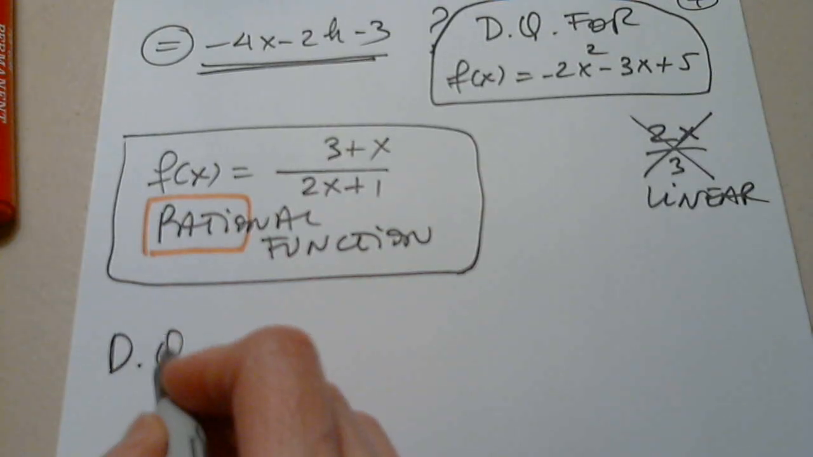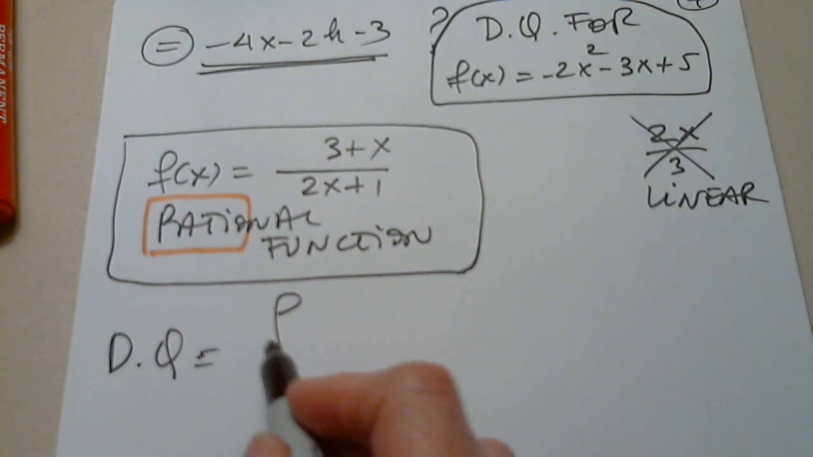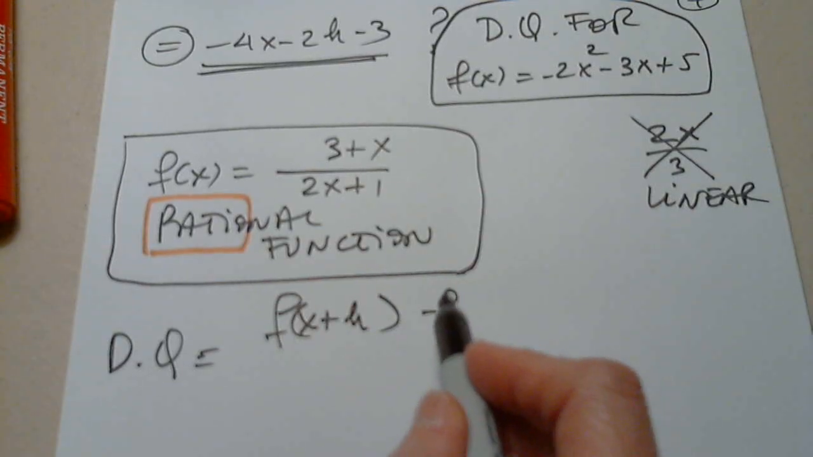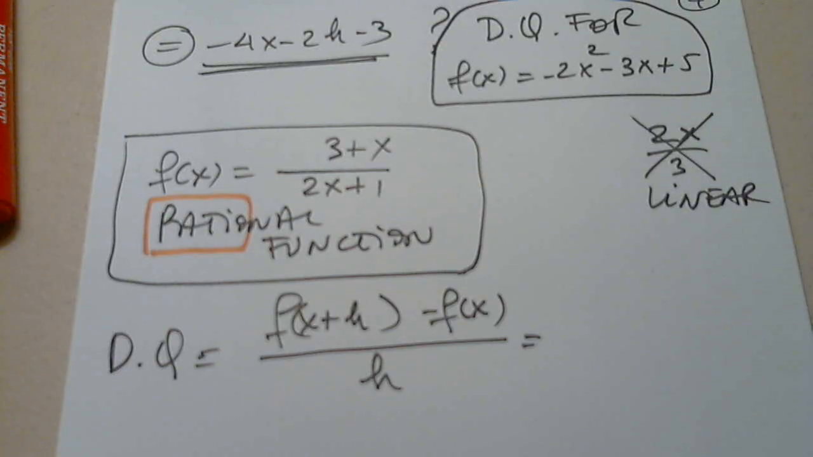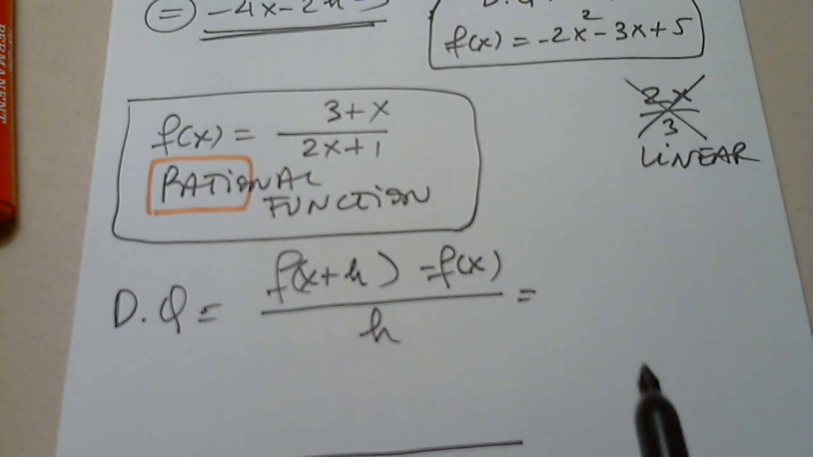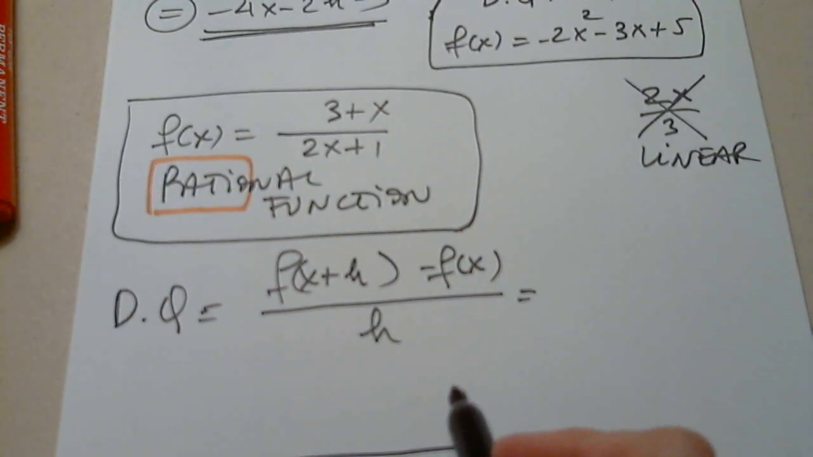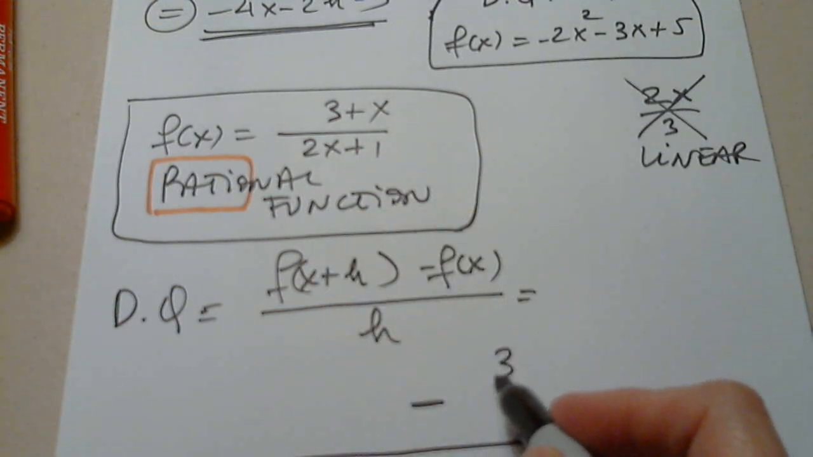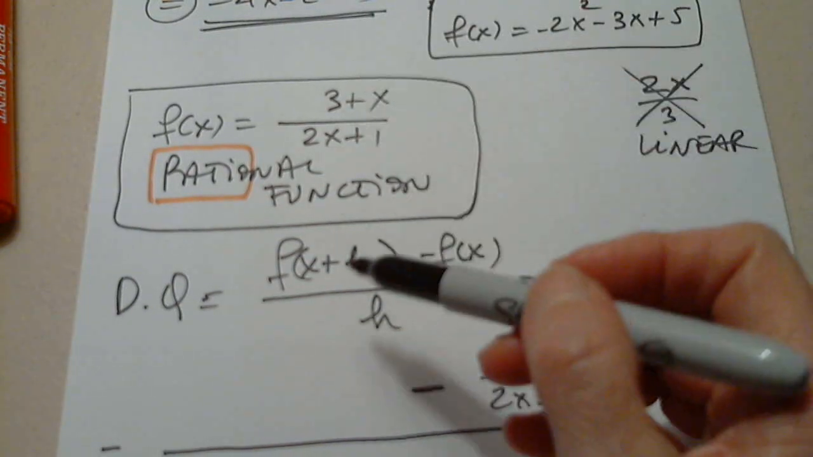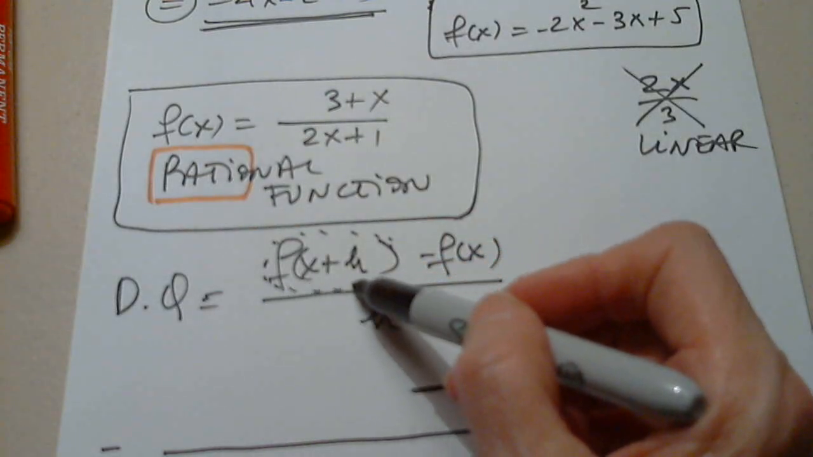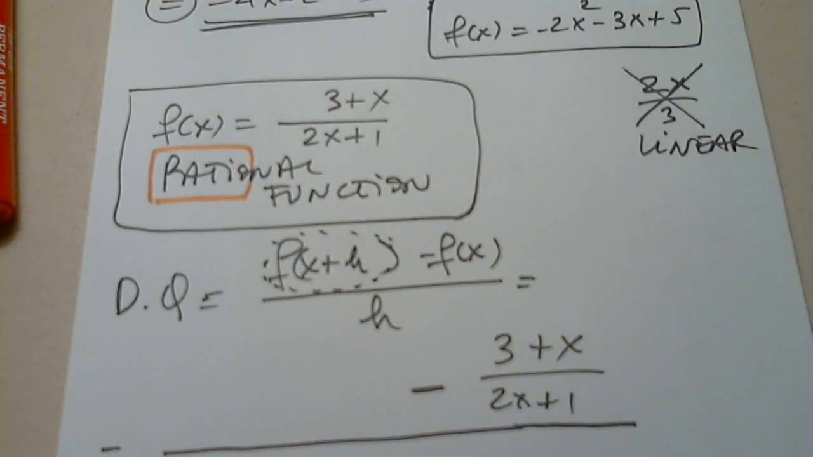So the difference quotient, by definition, is f of x plus h minus f of x, divided by h. I don't need a lot of work on the side for this function. I can write minus f of x, which is 3 plus x over 2x plus 1. I can write h in the denominator. Now, can anyone come up with an f of x plus h for this function? And I will write it down. Please give it a shot. It's okay if you're wrong.